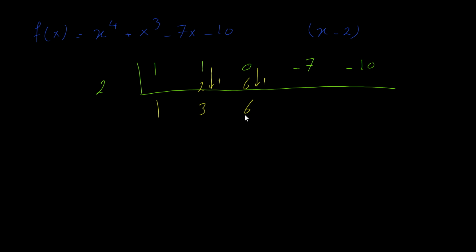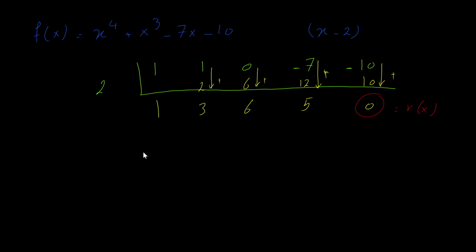And then I got 6. 2 multiplied by 6 is 12. I write it and add it together. 12 minus 7 is 5. 2 multiplied by 5 is 10. And I add these together and I get a 0. If you remember, the remainder of this division was a 0. And we said that the last digit in our synthetic division is r, this is equal to r of x. And this is our quotient.